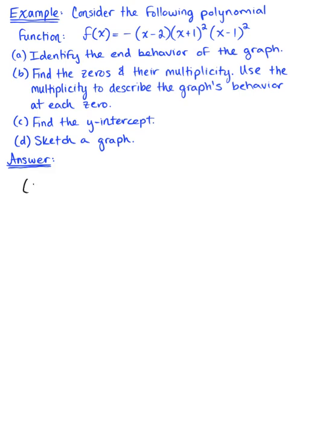So part A, we want to identify the end behavior of the graph. So we need to apply the leading term test. In order to apply this leading term test, we need to identify the leading term. Recall that for a generalized polynomial, our leading term is a sub n, our leading coefficient, multiplied by x to the n, where n is the largest degree of the polynomial.